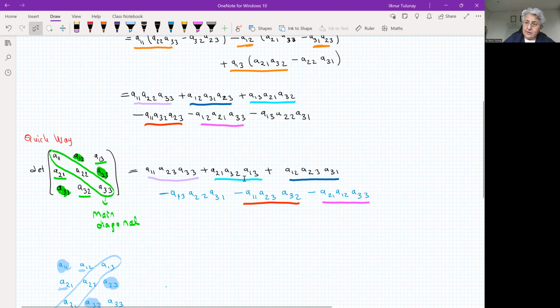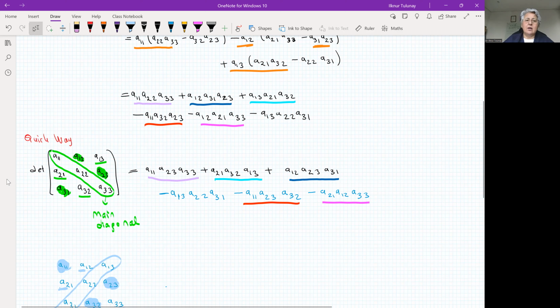Now let's have a look at the negative ones. A11, A32, A23. This is that one. A11, A23, A32. So that just falls in this case. But this one is equivalent to that one. And this one is equivalent to that one. A21, A12, A33. And this one is equal to that one. 1, 3, 2, 2, 3, 1. So these are equivalent. Whatever the method that you would like to use, you're welcome.